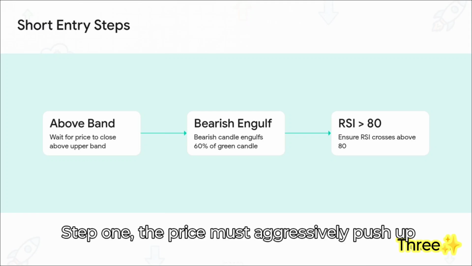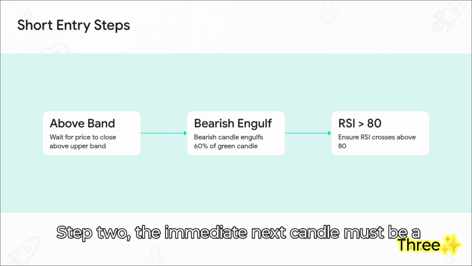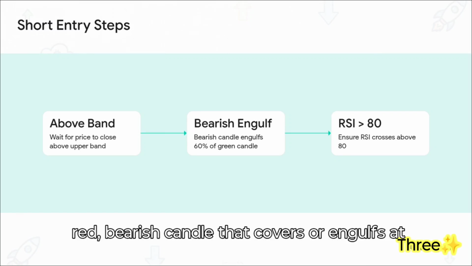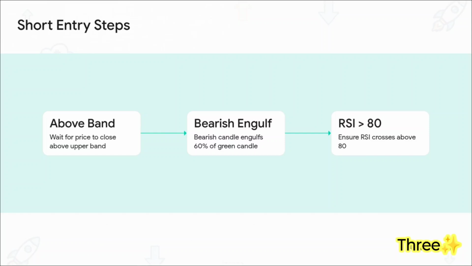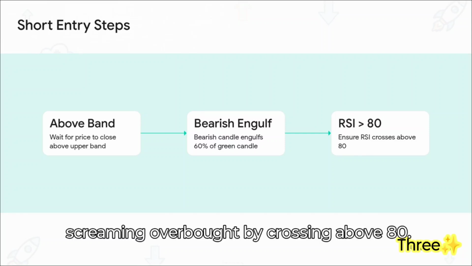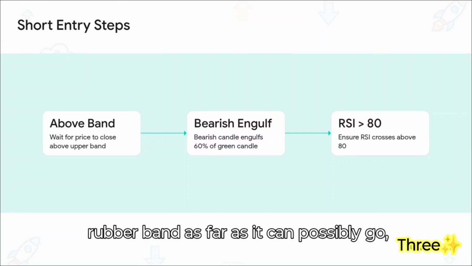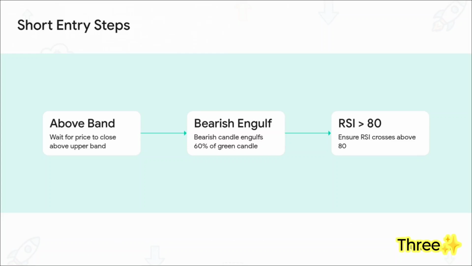To short the market, we just mirror the exact same logic. Step 1, the price must aggressively push up and close completely above the upper Bollinger Band. Step 2, the immediate next candle must be a red, bearish candle that covers or engulfs at least 60% of the previous green candle. And step 3, your RSI must be absolutely screaming overbought by crossing above 80. This tells us the market has stretched that rubber band as far as it can possibly go, and the mean reversion snapback is about to happen.